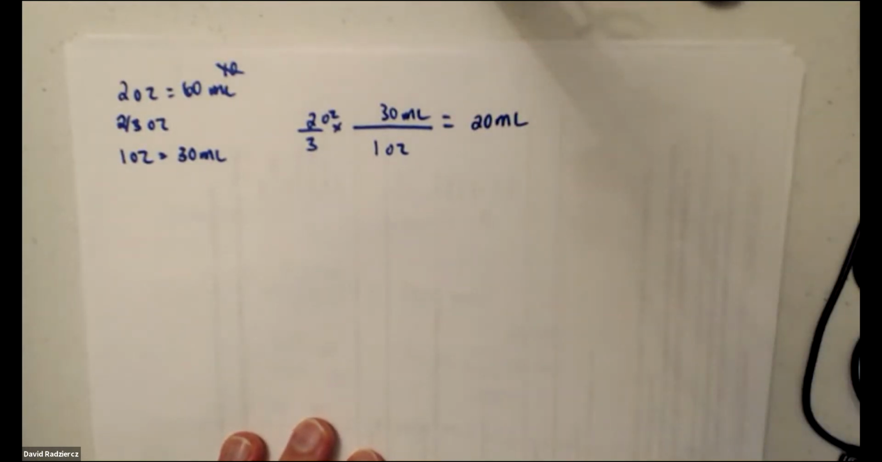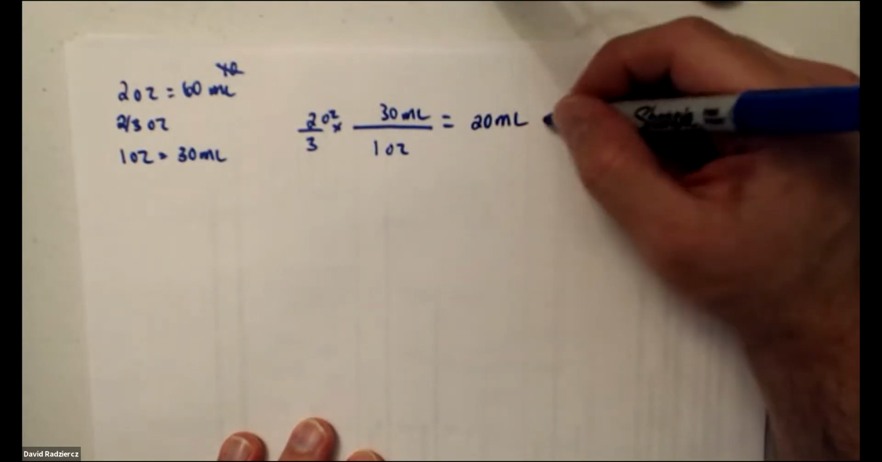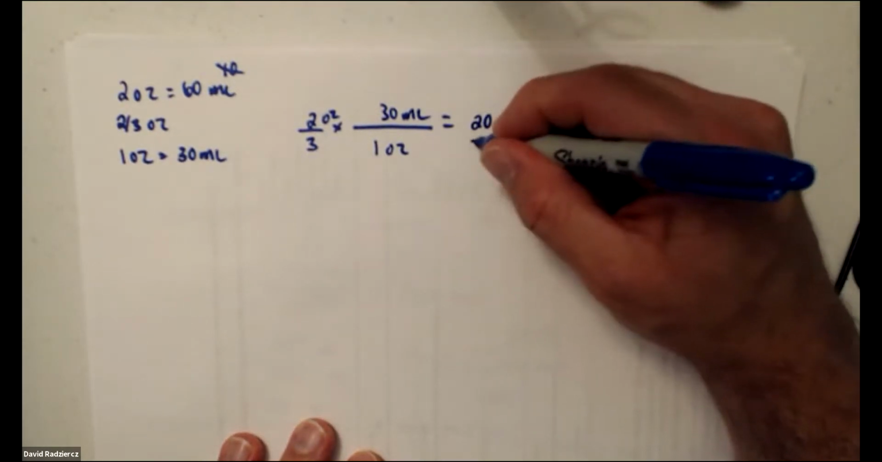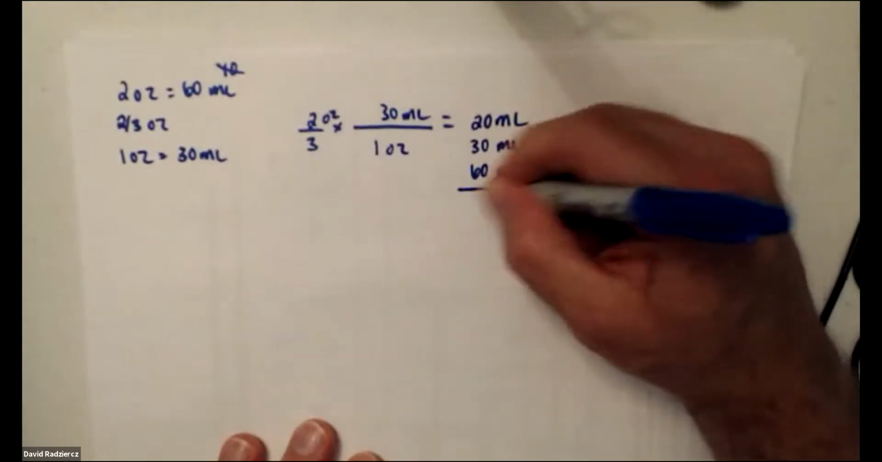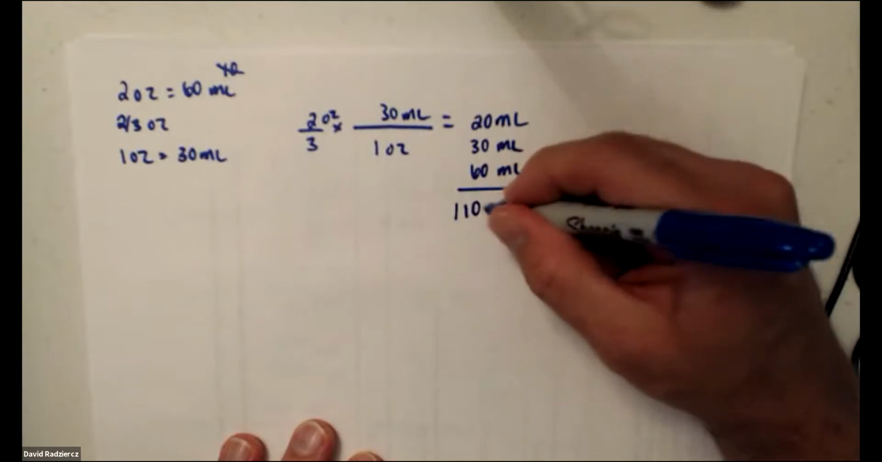And then I'm going to add these up. So 20 plus 30 plus 60 will give me 110 milliliters.